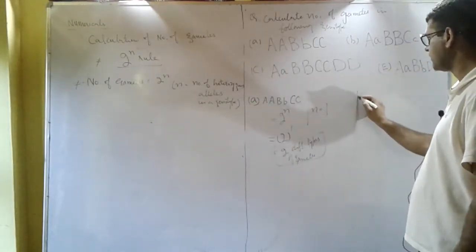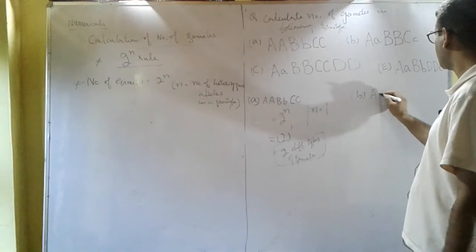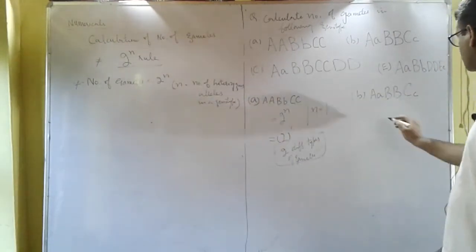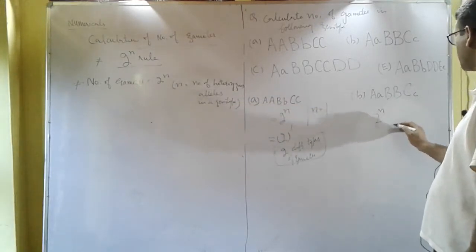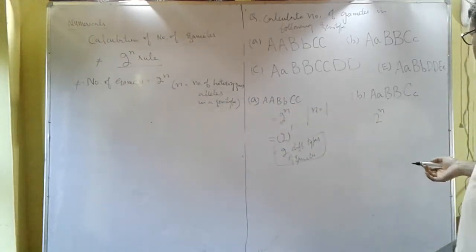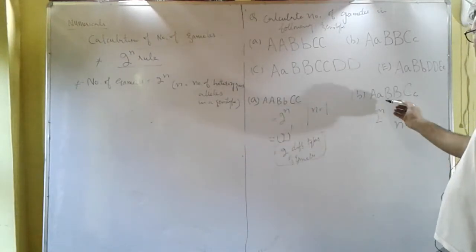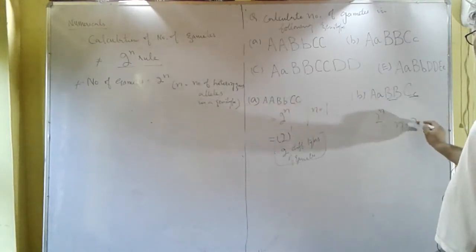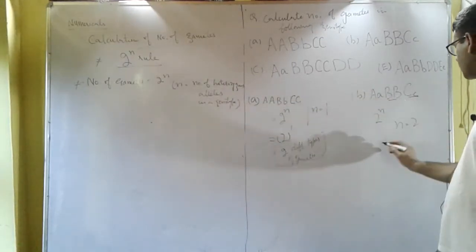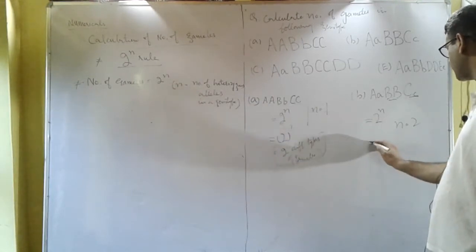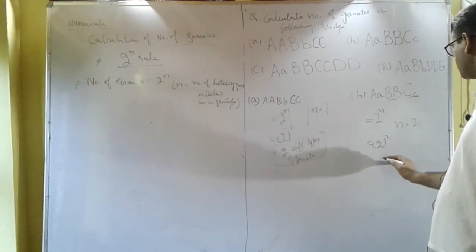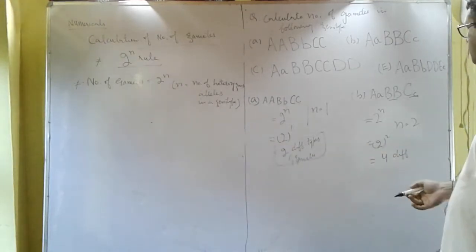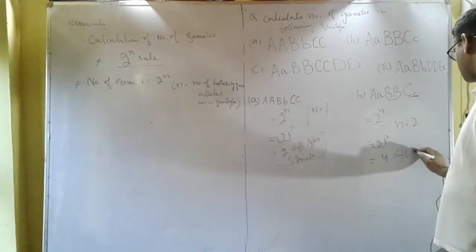In the next case we have capital A, small a, capital B, capital B, capital C, small c. So the 2 raised to the power n rule: what is n? n is the number of heterozygous alleles. This is heterozygous, homozygous, heterozygous. So 1, 2 heterozygous alleles, and this is homozygous. So we write 2 raised to the power 2, which is 4 different types of gametes formed from this genotype.